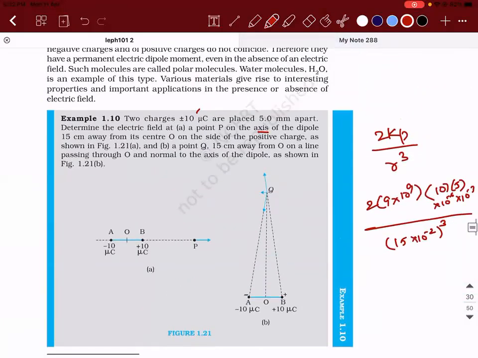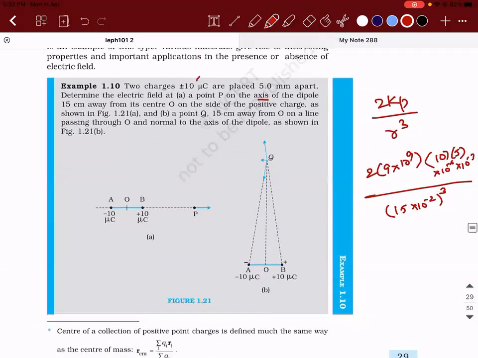Okay. Now, what about this case? At a point Q, which is 15 centimeter away from point O on a line passing through O and normal to the axis, use Kp divided by Rq. Okay, use Kp divided by Rq. That will give you the answer.